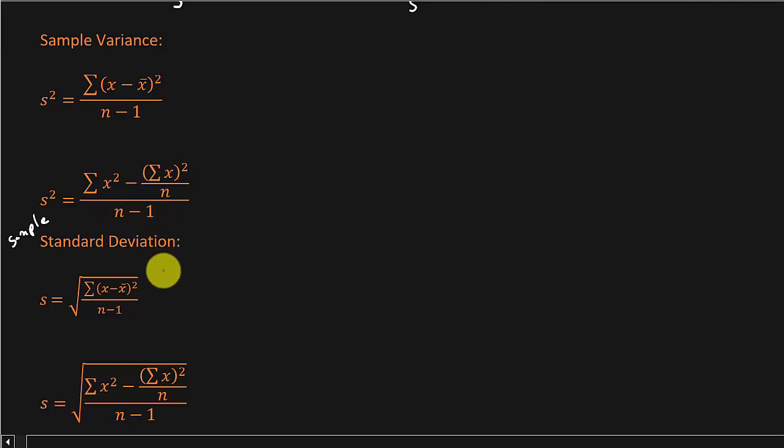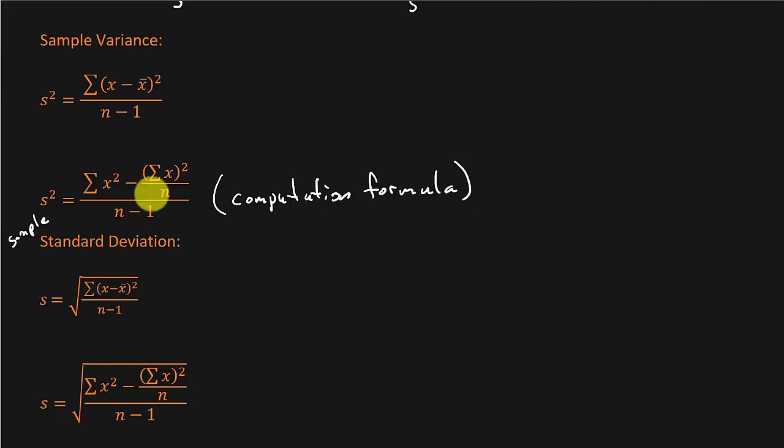Obviously the formulas are different, but they're going to give you the same result. This one is the computation formula. You can use either one. It doesn't matter. You'll get the same answer either way. It's just that this one tends to be easier to calculate. As far as which one you want to use, that's up to you, or whatever your teacher tells you. I'm going to use the computation formula. I just think it's easier to set up and use.